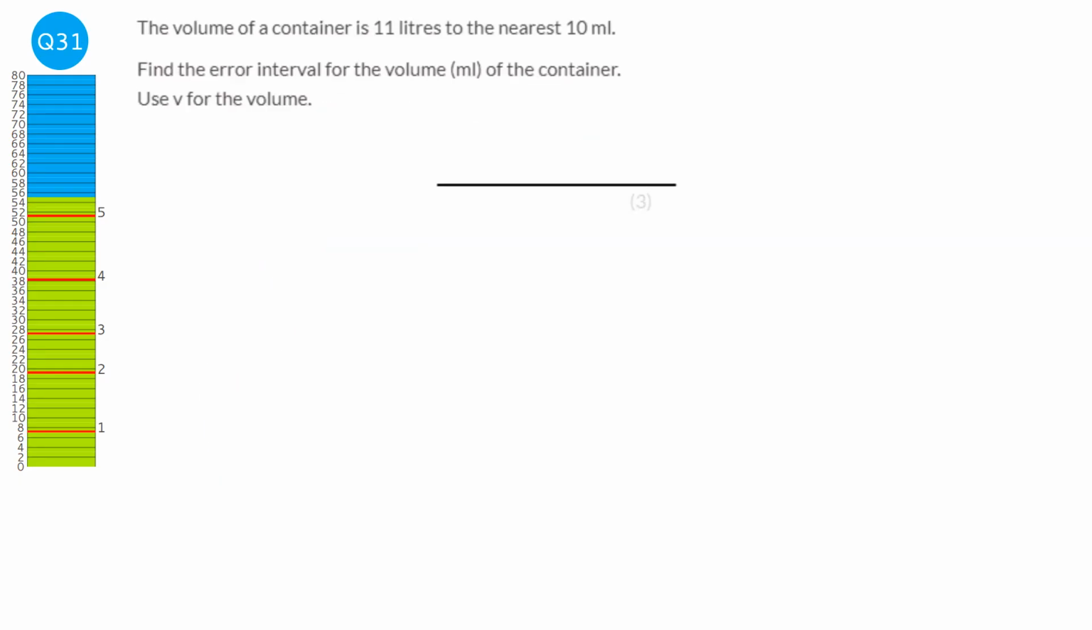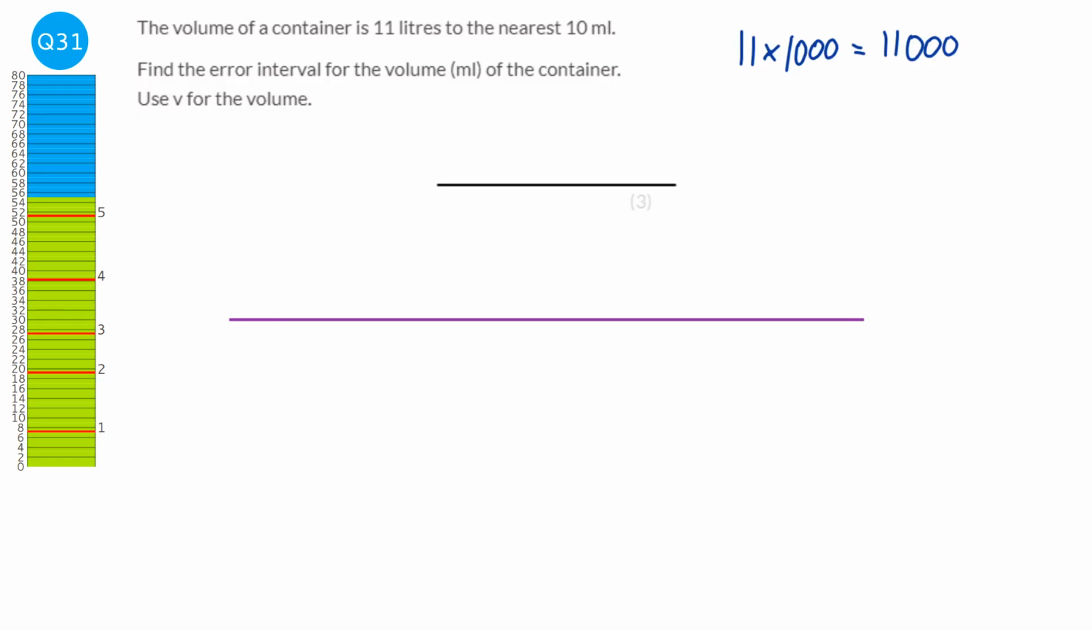So we're going to first of all convert the 11 litres into millilitres. So we're going to do 11 times 1,000, which would be 11,000. Okay, so we're going to just draw a line, like a number line. And we're going to have the 11,000 in the middle. Now, what would be the next one down if we're looking at to the nearest 10 mil? So we're going to add a 10 mil on, which will be 11,010, and we're going to take the 10 mil away. So 11,000 take away 10 mil will be, what is it, 990.